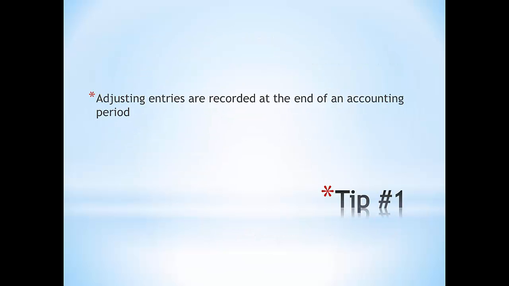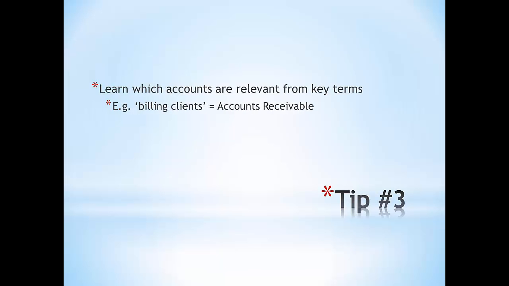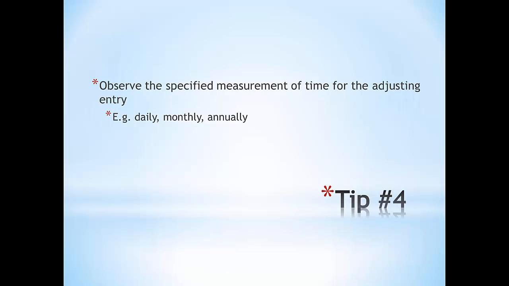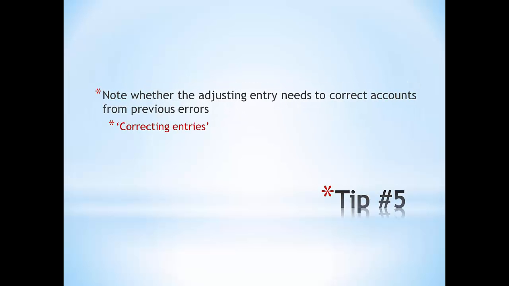Now here are 5 tips to get through adjusting entries. Tip number 1, adjusting entries are recorded at the end of an accounting period. Tip number 2, your cash is never involved in an adjusting entry. Tip number 3, learn which accounts are relevant from key terms. Tip number 4, observe the specified measurement of time for the adjusting entry. Tip number 5, note what the adjusting entry needs to correct accounts from previous errors.